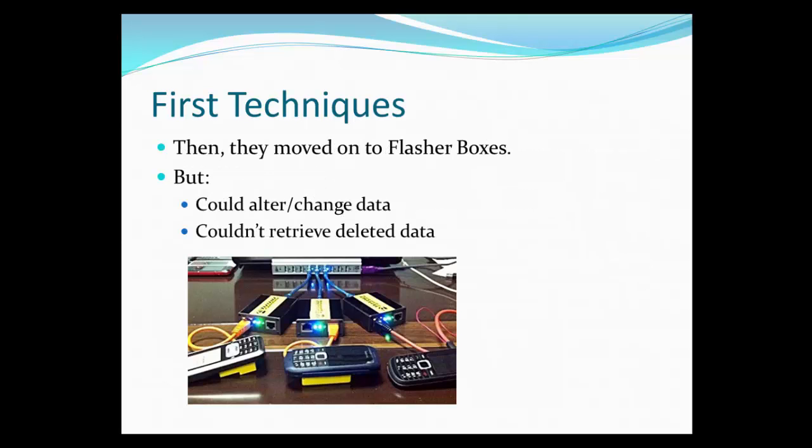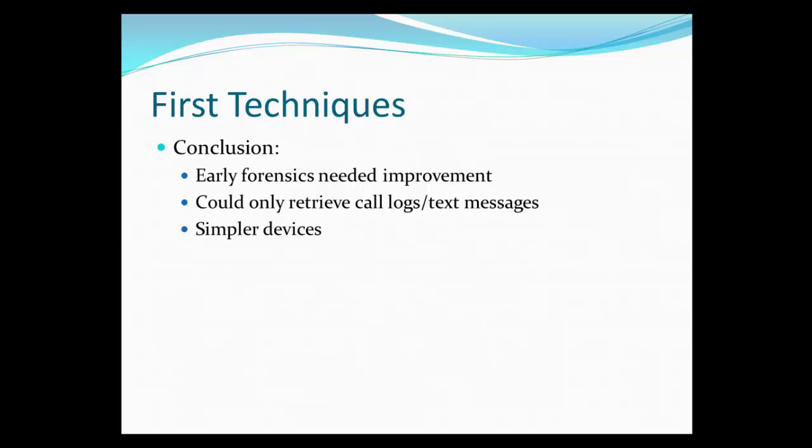Then, they moved on from that technique to using flasher boxes, which could get more data from the device, but they could also alter and change data, and they couldn't retrieve deleted data, and the altering of data could inevitably render all the information and data gathered useless. So that was a big problem along with the flasher boxes. So the conclusion for the early techniques is that these early forensics needed improvement, and they could only really receive call logs and text messages due to the fact that they were using simpler devices and not much data was being stored on cell phones in general.